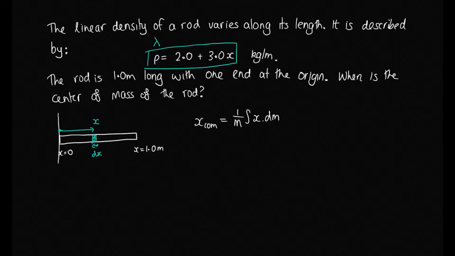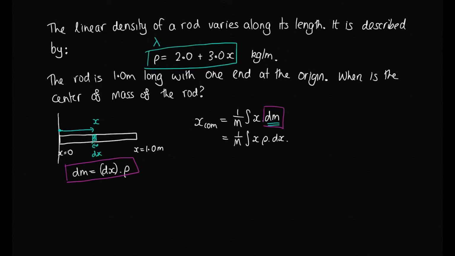And what we'll need to know to start with is, well, what's dm? What's the mass of this little increment here? So dm is just going to be the length of this little increment, dx, times its density. When we multiply the length by the density, we end up with the mass of that section. So we can substitute this in. We've got 1 over M times the integral of x, and dm is equal to rho times dx. I have just moved this into here and written them in the opposite order because that's a bit more normal.